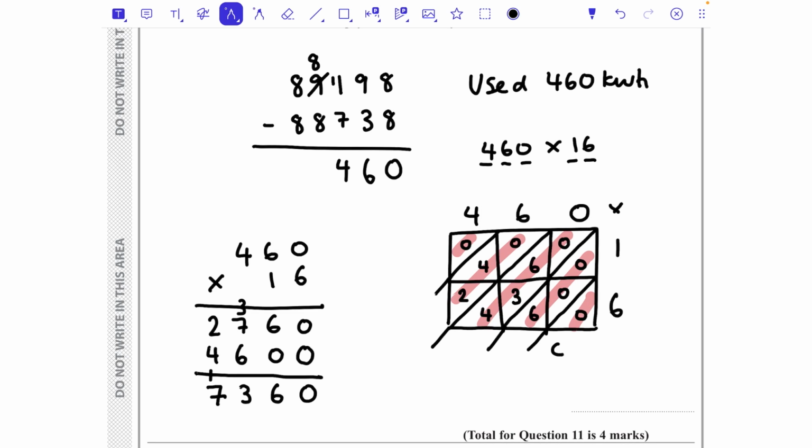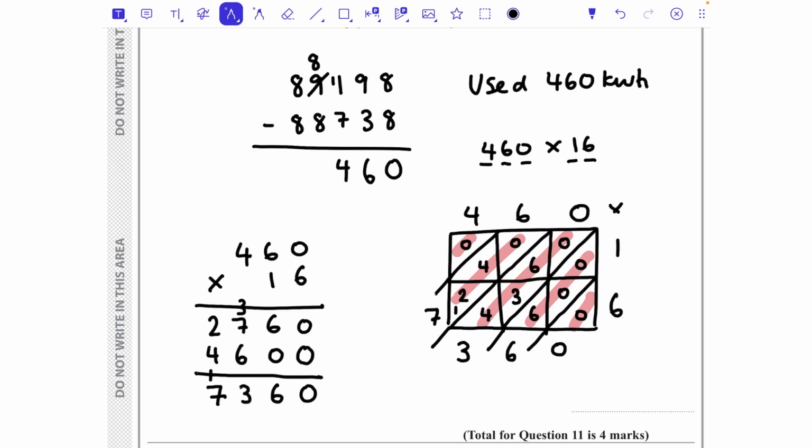So just 0 in this one. 0 add 0 add 6 is 6. 6 add 3 add 4, that's 13. So we put 3, carry the 1. 4 add 2 add 1, that's 7, and then there's just 0 in that top one, so we leave it like that. And we've got the exact same answer, 7,360.